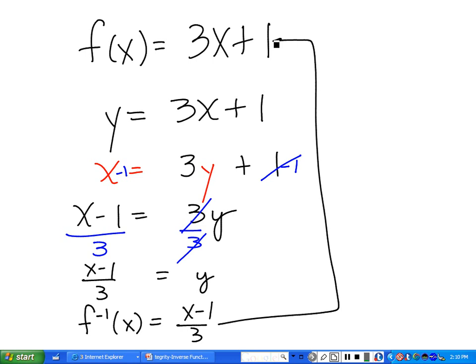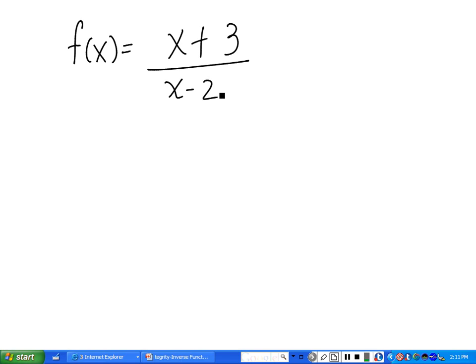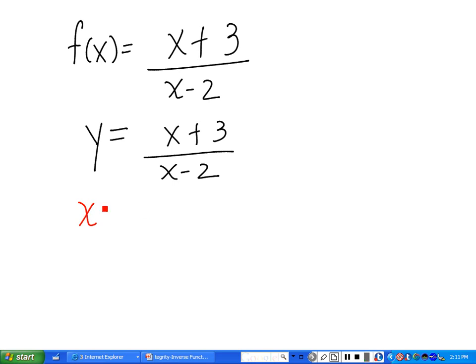Let's do a more challenging problem. Now let's say we had f of x equals x plus 3 divided by x minus 2. So at first we just change this f of x to y. Then we're going to switch. I'm going to put this in red, that my y changed to an x, and my x is going to change to a y.